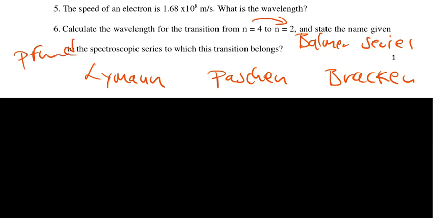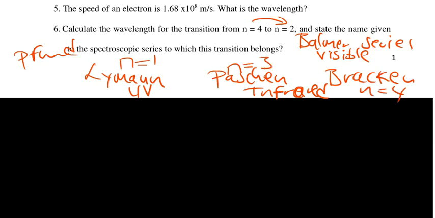And then for the fifth one, number 5, we call it Pfund. Okay. So the Lyman is associated with UV, that is n equal to 1, ultraviolet. And then the Balmer series is visible light on the spectrum. And then for the other 3, infrared is associated with them. Alright, so Paschen is n equal to 3, Brackett is n equal to 4, and n equal to 5 is the Pfund.